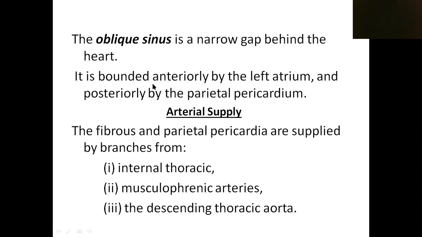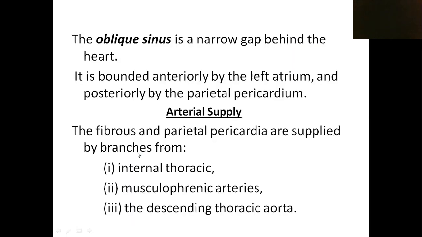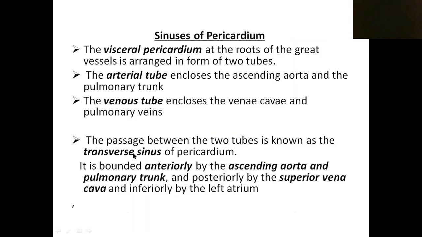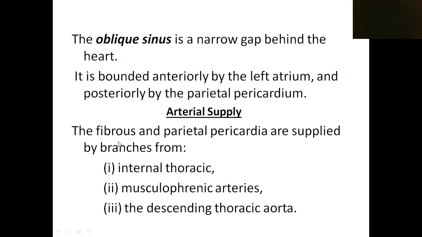Okay, so these are the two sinuses. Clear? What are the sinuses? Transverse sinus and oblique sinus. Before going further, first we should know what is meant by sinus. Sinus here means just a passage. Where is it seen? First, the transverse sinus, which is seen between the arterial tube and the venous tube. Inside the venous tube, another passage is there, that one is the oblique sinus. It is not there in that diagram.